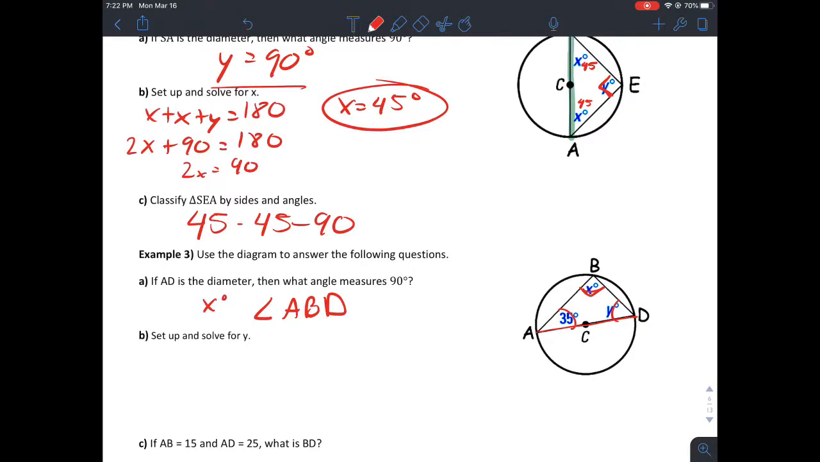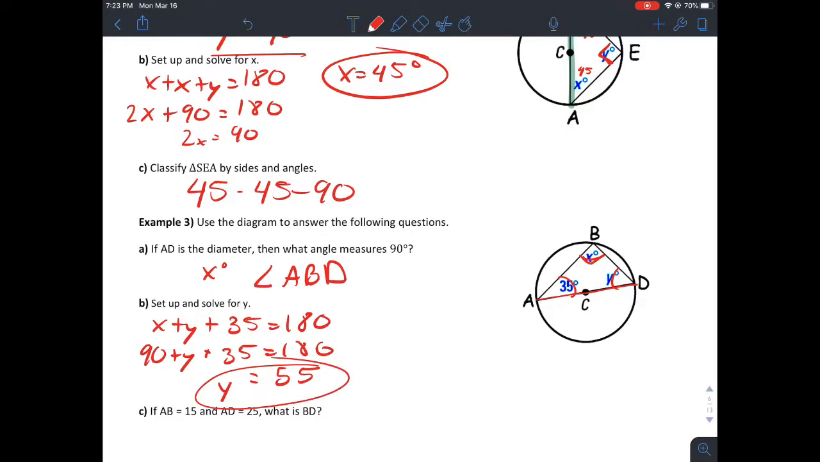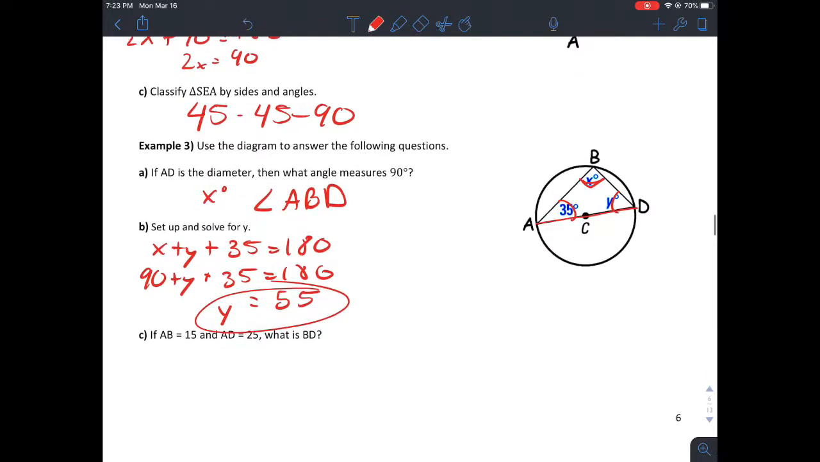So I know that all these angles, because of the interior angles of a triangle, need to add up to 180. And since I know, well, I'll say x plus y plus 35 equals 180. I know x is equal to 90. So when I go through and I solve, I end up with y equals 55, right? You would just do 180 minus 35 minus 90. You end up with 55.